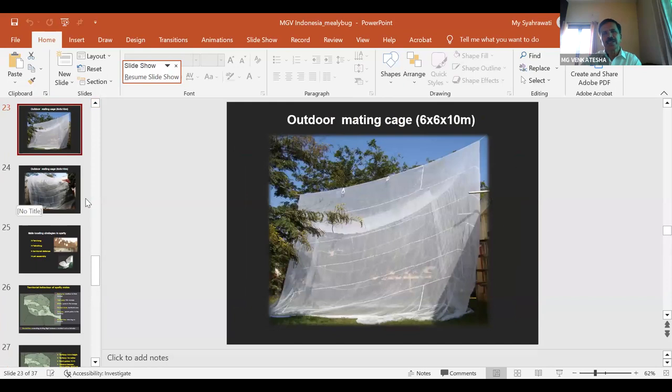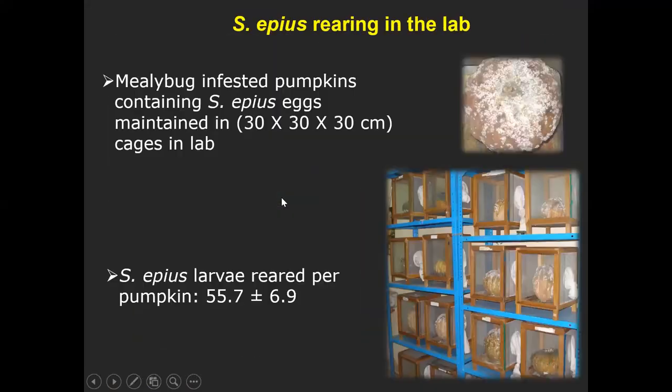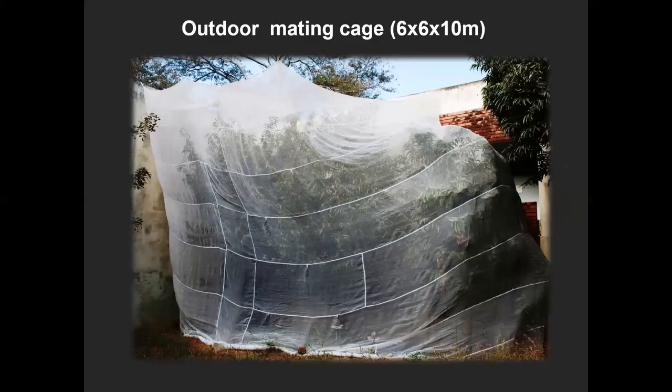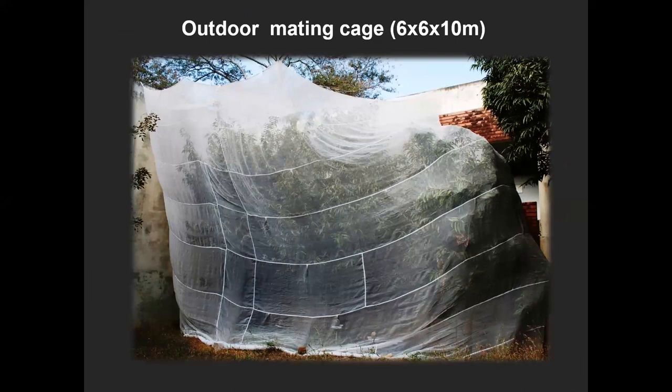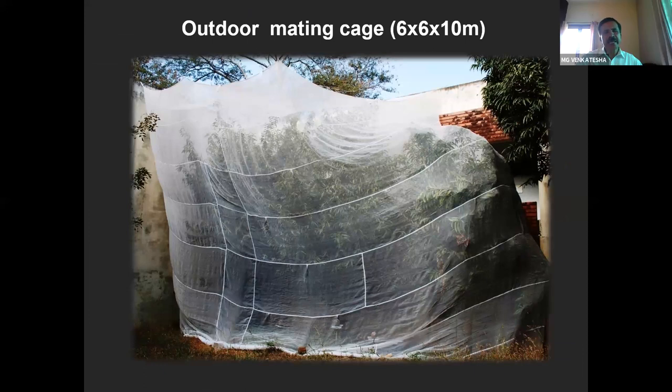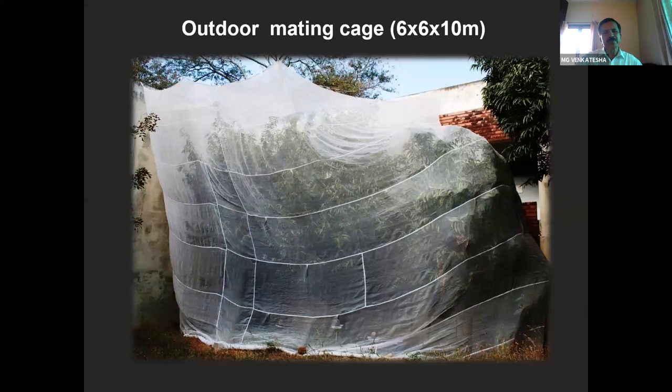Yeah, this cage. See, 6 by 6 into 10 meters. 6 meter width, 6 meter length, 10 meter height. With canopy. Canopy should be there. Any tree, or artificial canopy also should be there. You can make an artificial canopy, and there we can release the adults.